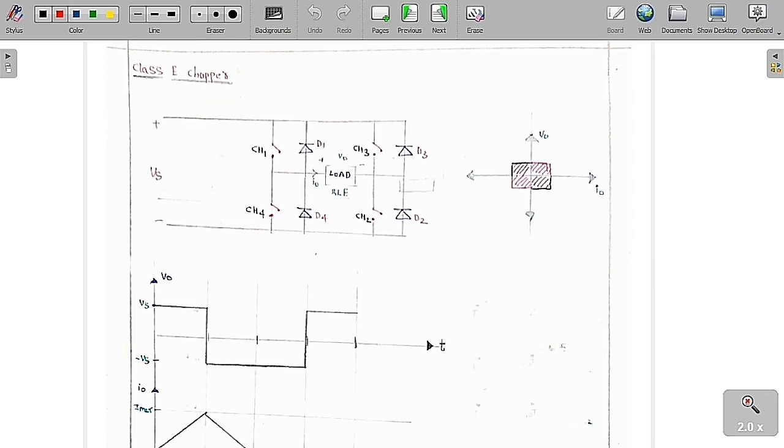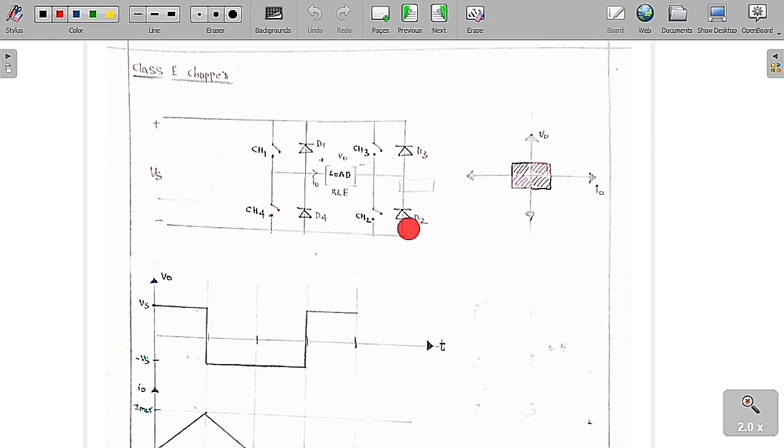Now class E means each and every quadrant, all four quadrants. So this is the class E chopper. It is going to cover all the quadrants. We are going to see the circuit in a very detailed manner. There are chopper 1, chopper 2, chopper 3 and chopper 4. There are diode D1, diode D2, diode D3 and diode D4. This is the load, which is an RLE load, plus or minus V0, and this is the I0 current.